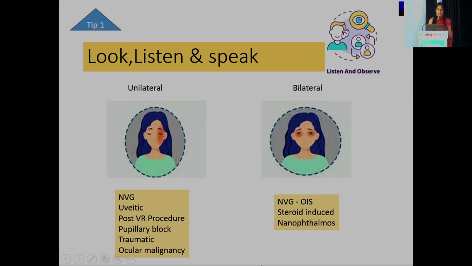So number one tip which I would like to give is, whenever a patient walks into your room, you have to start from there. First, look at the patient, listen to the patient, and then speak to the patient. Most of the information you can get with just looking, listening, and speaking. When you look at the patient and the presentation is unilateral, you have a number of conditions that present unilaterally, like neovascular glaucoma, uveitic glaucoma, any history of trauma, pupillary block, etc. And those which happen bilaterally, secondary to an ocular ischemic syndrome, nanophthalmic eyes, or any steroid response. So looking at this, you get some information.